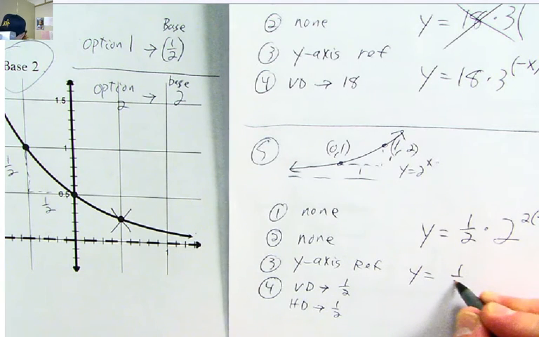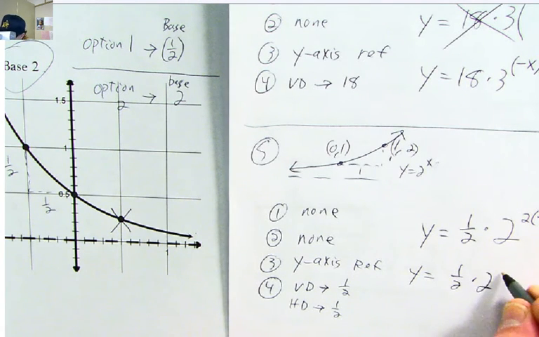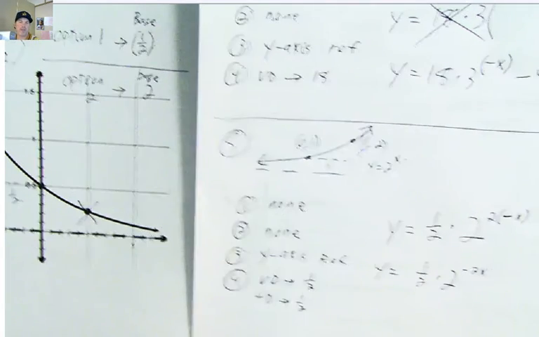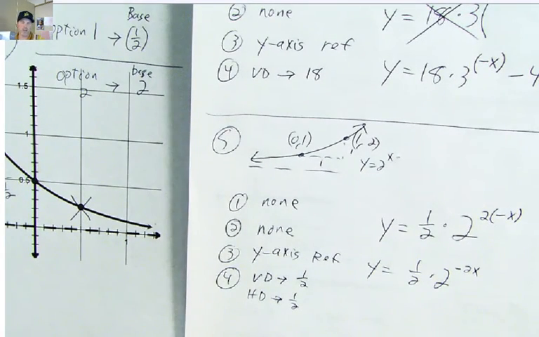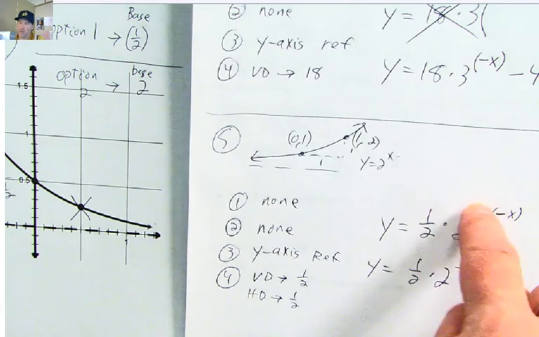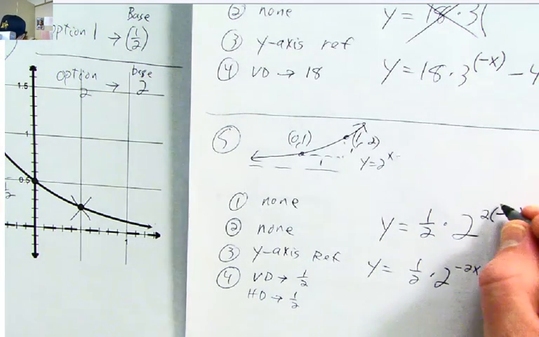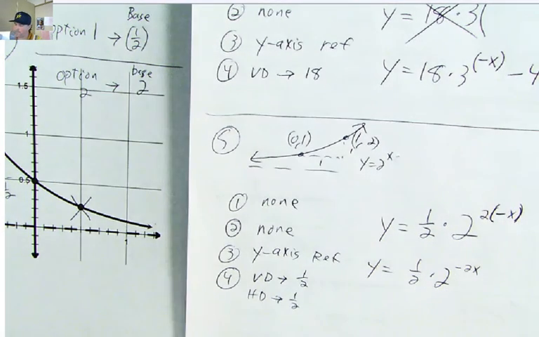Or maybe 1/2 times 2 to the negative 2x. You could write it either way. Both are mathematically okay to do. I think I prefer this answer, but I understand that answer as long as you have these parentheses here. Ooh, that was a tricky problem.